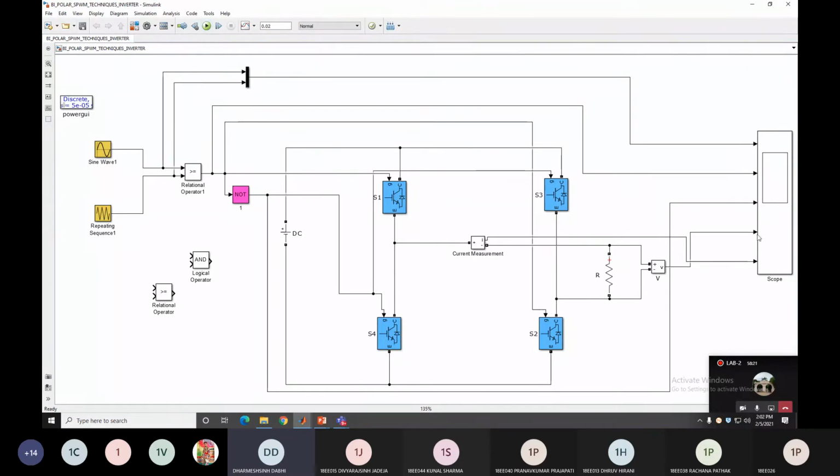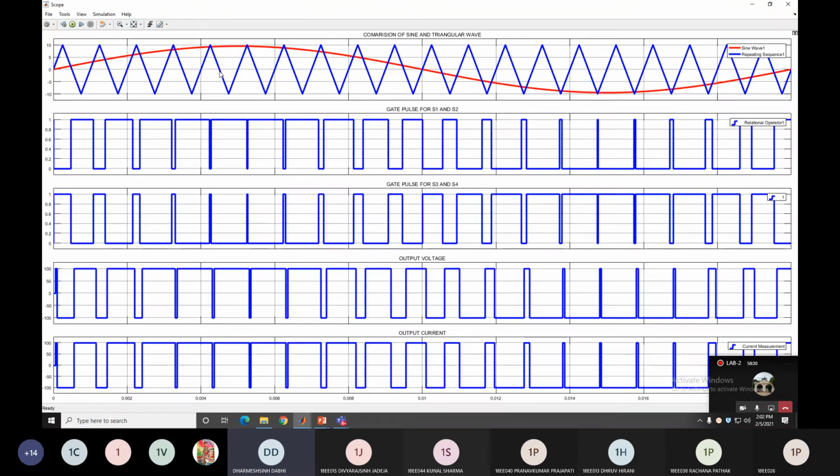So let's run this simulation and check the output voltage. You can see that the output voltage is this fourth axis, fourth parameter. Clear? So now you can see that the first parameter is the comparison between triangle and sine wave. Second is the gate pulse of S1 and S2 switches.